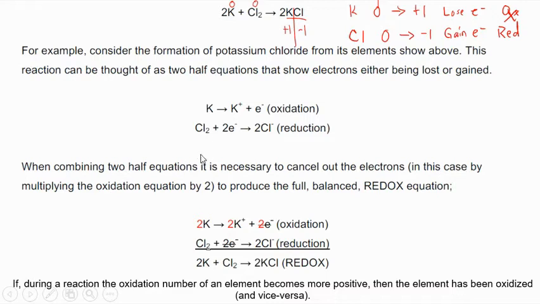You can also look and see how they've done it down here. If you prefer this method, that's fine as well. You are going to need to be able to break these out and do these half reactions, and see that potassium here became positive because it lost an electron, and chlorine gained 2 electrons, and that became negative.